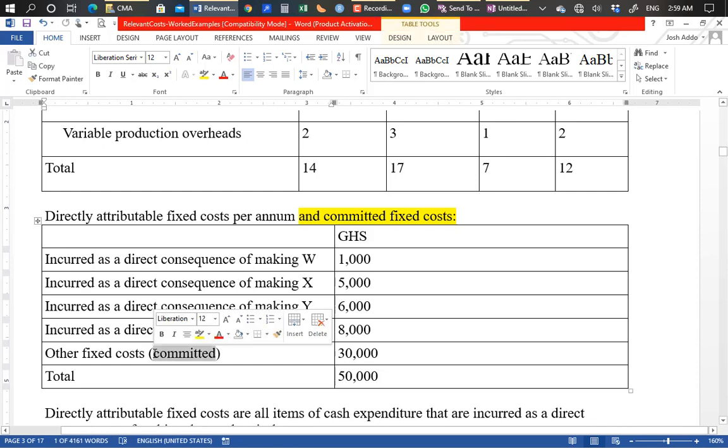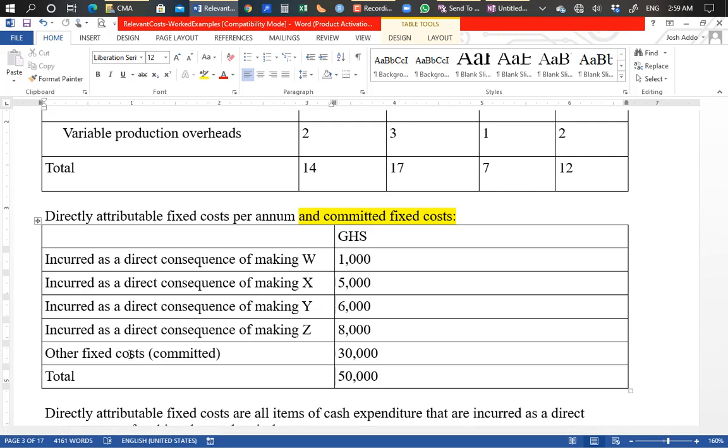Even if the company collapses, they still have to be paying it. It's committed, possibly from trial contracts. And this understanding should make you understand where this cost of 30,000 committed fixed cost comes into the assessment, how it features into the whole of the assessment.